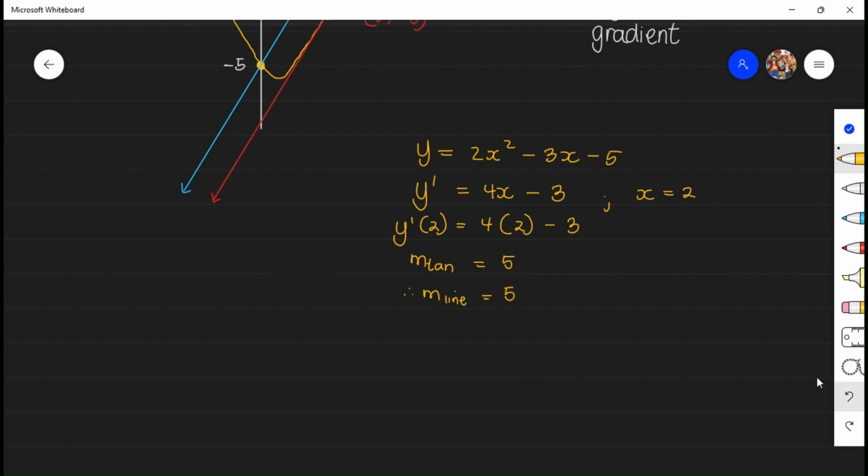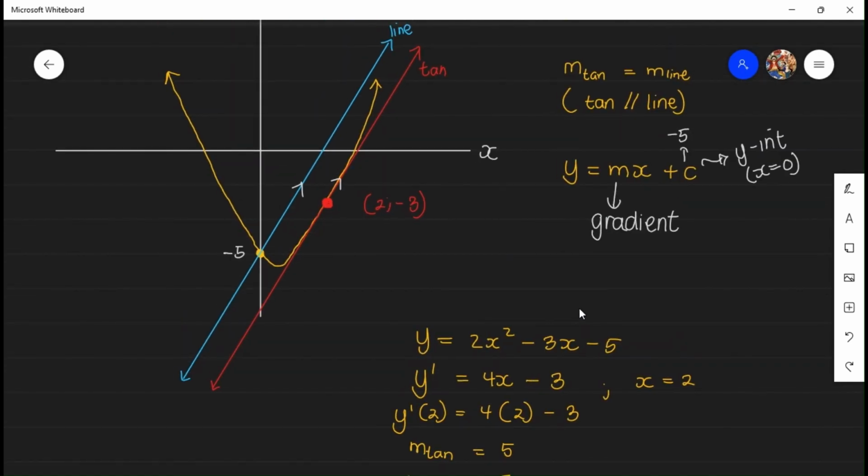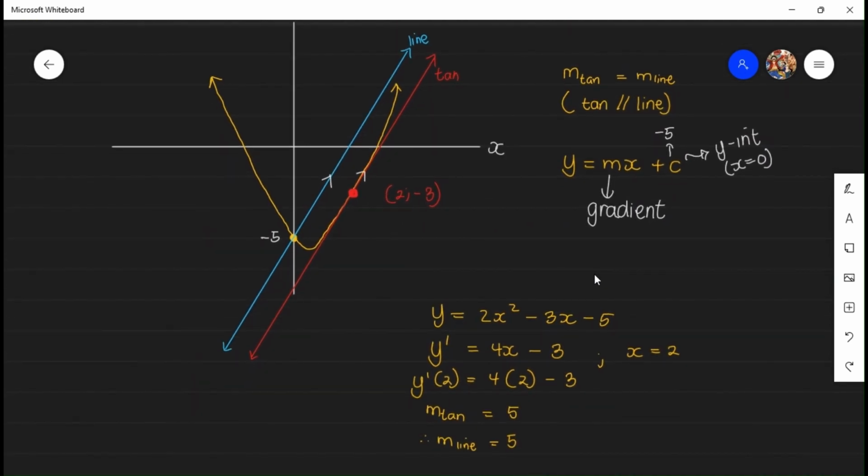Why? Because as we've stated before, the tangent and the line are parallel to one another, therefore they have the same gradient. So in order for us to calculate the gradient of the blue line, we needed to calculate the gradient of the tangent, because the tangent is parallel to the blue line, therefore they have the same gradient. So how do we calculate the gradient of the tangent?